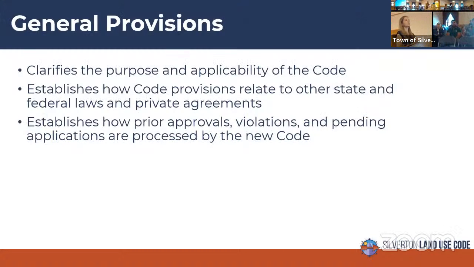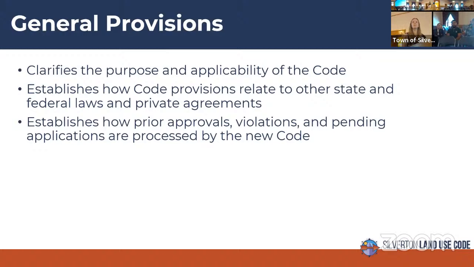So what these are is, you can think of it as like the intro chapter to the zoning code. It clarifies what the purpose of the zoning code is and what it applies to. So which areas of town, it's just the private property. It is not applicable to the right of way. Those standards are located in the municipal code. And this is just one chapter of the municipal code.